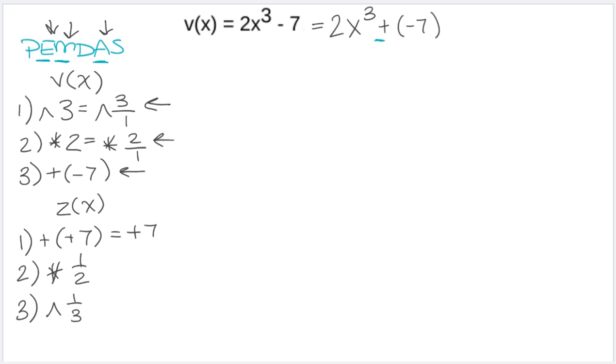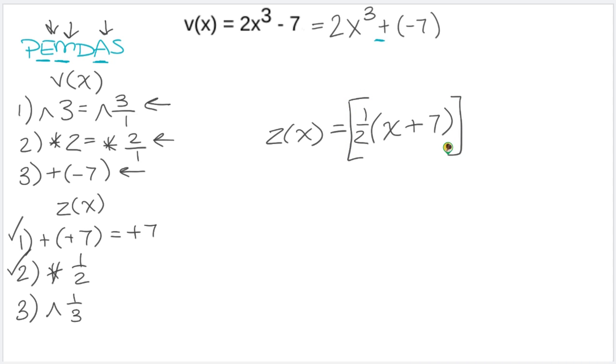So to write our inverse function, z of x, the first thing we're going to do is take x and add 7 to it. I'm going to make sure that this is the first thing we do by putting parentheses around that, because parentheses signify priority. The second thing we're going to do is take that whole thing and multiply it by 1/2. That will take care of our second step. And then for our last step, we take that whole thing, and here I'm using brackets, but we're still using our grouping symbols, and put everything to the power of 1/3.